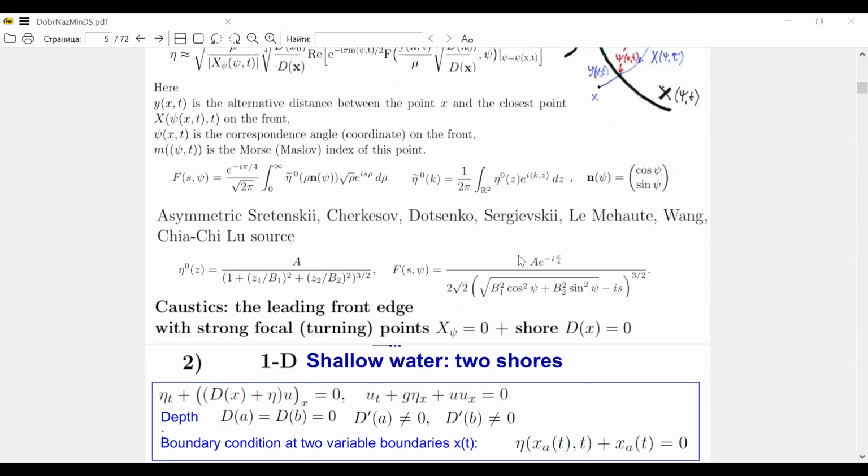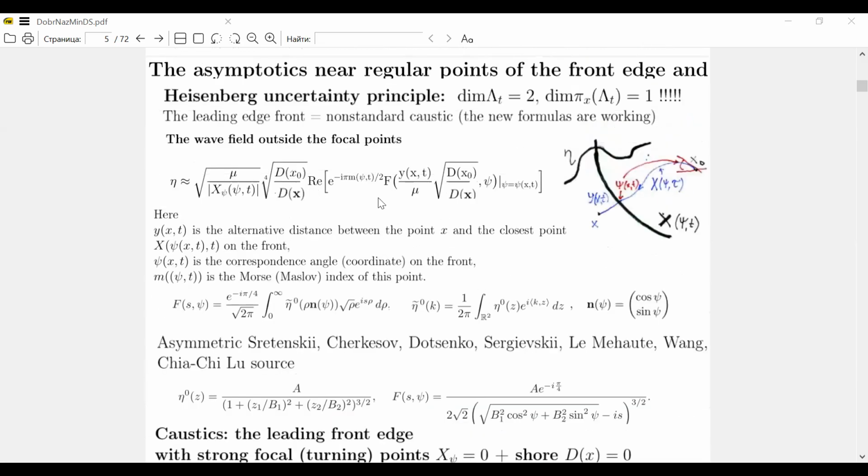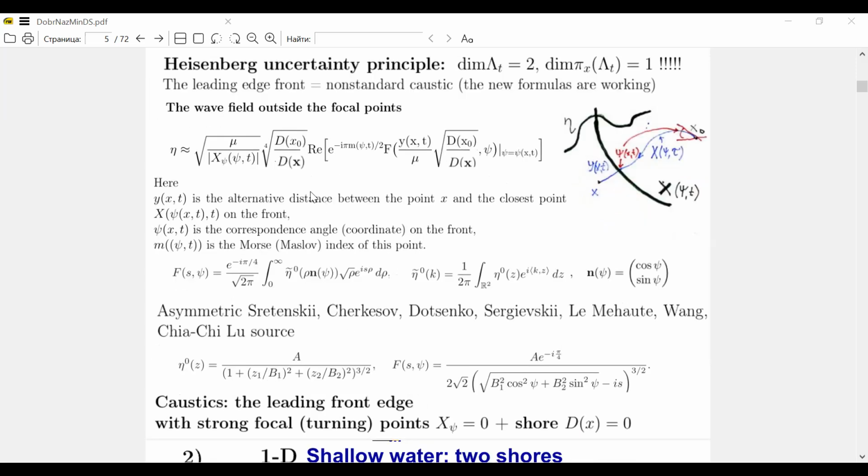So these are examples, and what I would like to stress is that we have focal points, where this is more or less standard, it is divergence, but the other caustics, the shore, the beach, you see, because d equals 0, it means that we have a caustic. So we can say that the beach, or shore, is not a standard caustic.